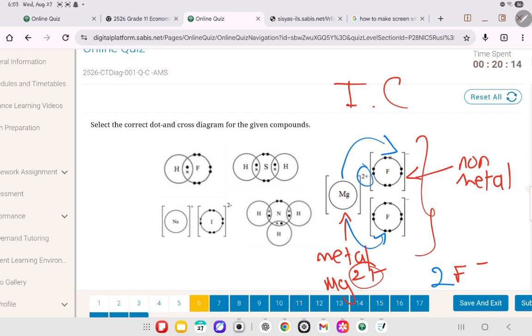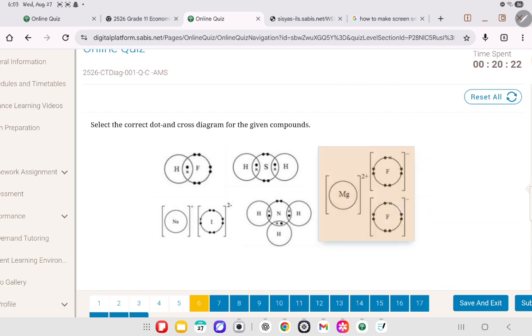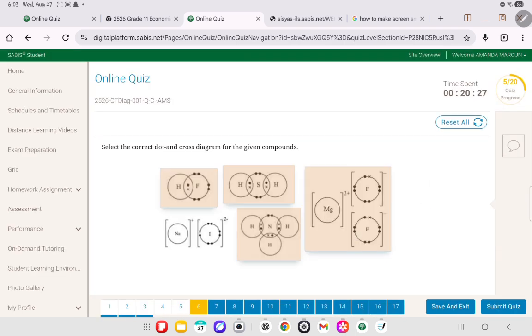It has a charge of 2 plus because it gave 2 electrons. And each fluorine will have what? A charge of minus. And this minus indicates what? Indicates that it took a charge. So very simply, these 4 are the correct answers.